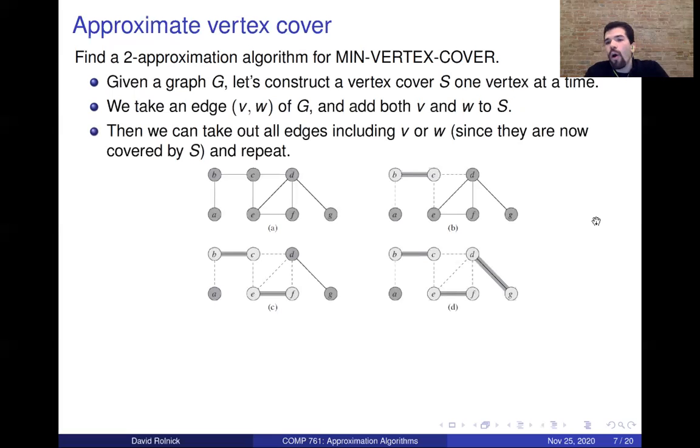And then let's take out, so we've added those two vertices to the set S. So we now know that any edge that has either V or W in it is now covered. So let's just take out all of those edges from the graph. Those are now no longer in consideration.